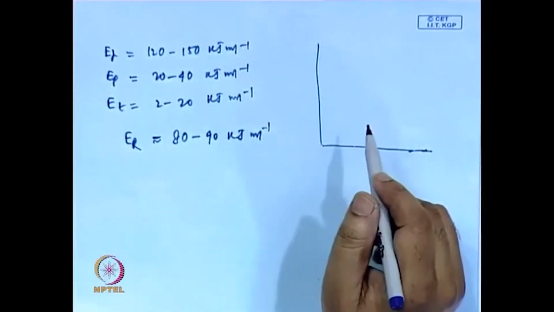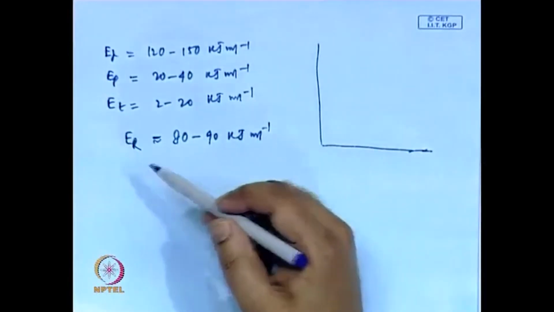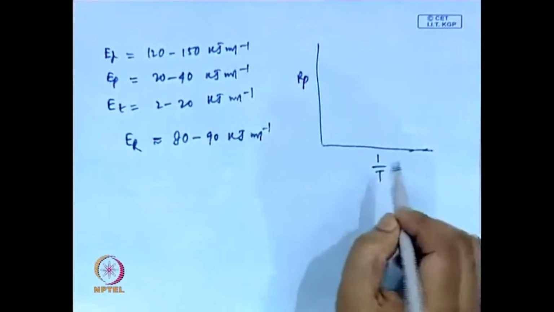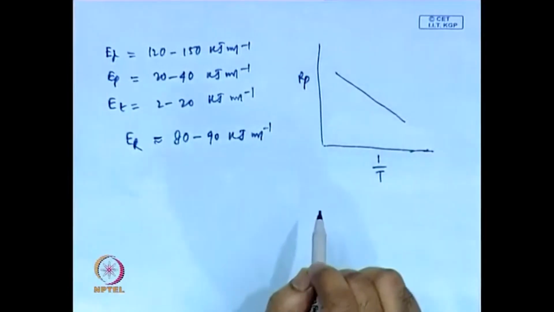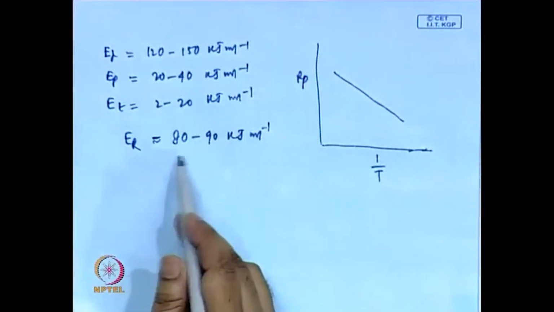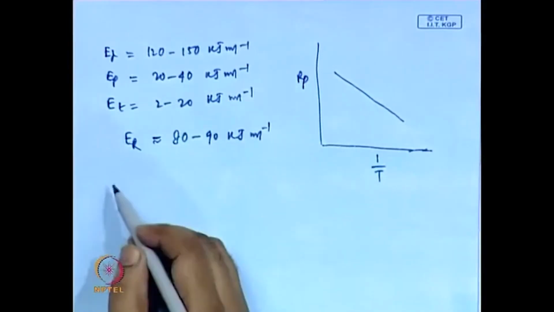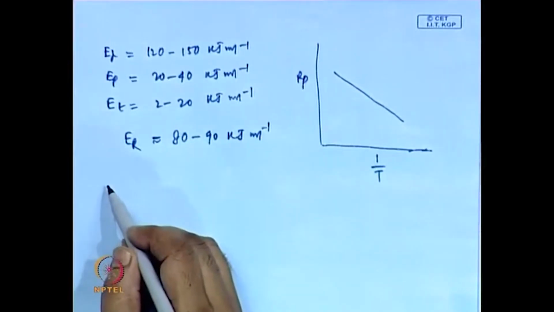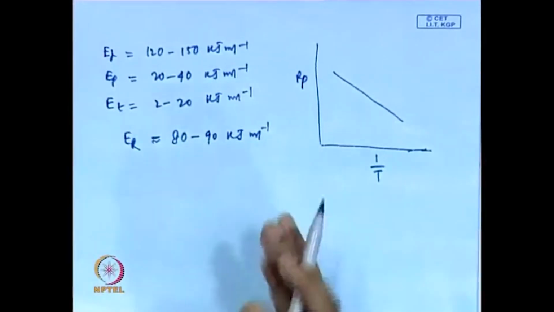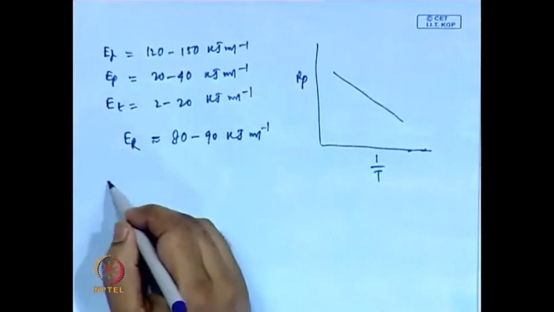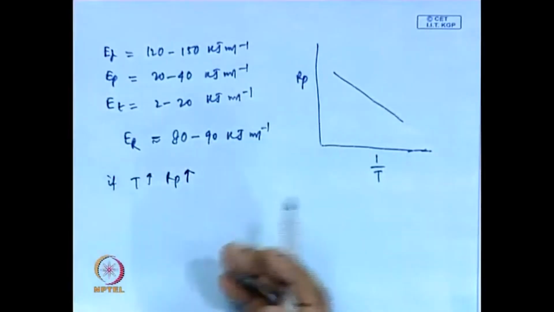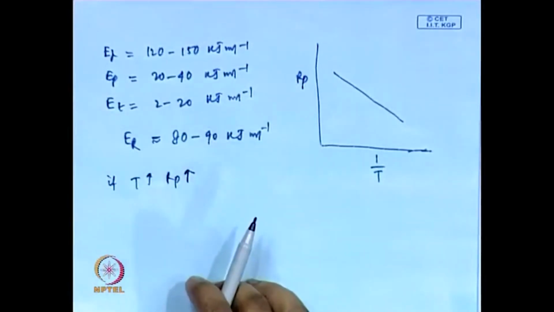That means that the rate of polymerization will increase with increasing temperature. If you plot the rate of polymerization with 1 by T, it will be coming down linearly. Now, this value indicates that for every 10 degree rise, there is around 2 to 3 times increase in the rate of polymerization. So, if T goes up, Rp goes up, and every 10 degree centigrade, it will be around 2 to 3 times the original value.